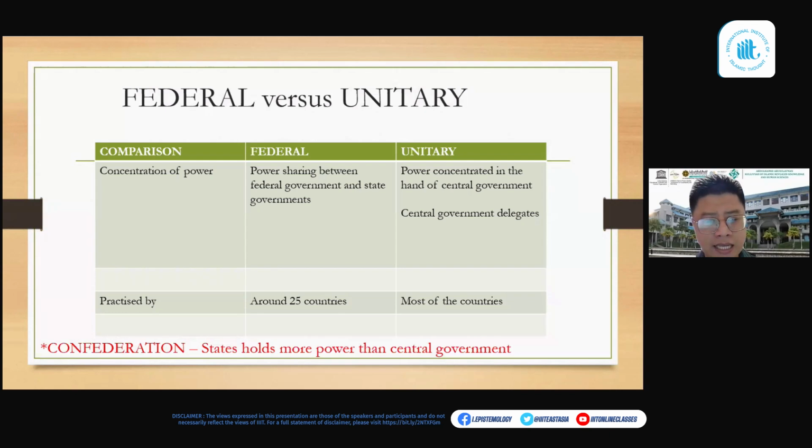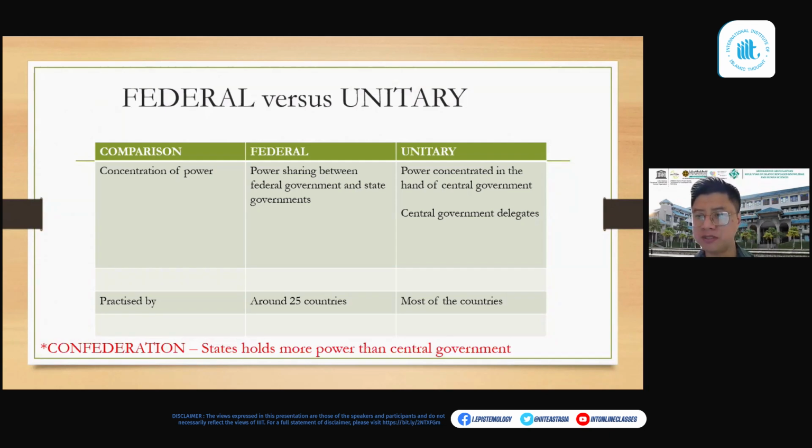Now, when you talk about it academically, there are three systems: federal, unitary, and confederation. Confederation, I put aside; later I will tell you why. So today we only look at the federal system, or federalism, and unitary. The difference between these two is the concentration of power. That's the most important point.